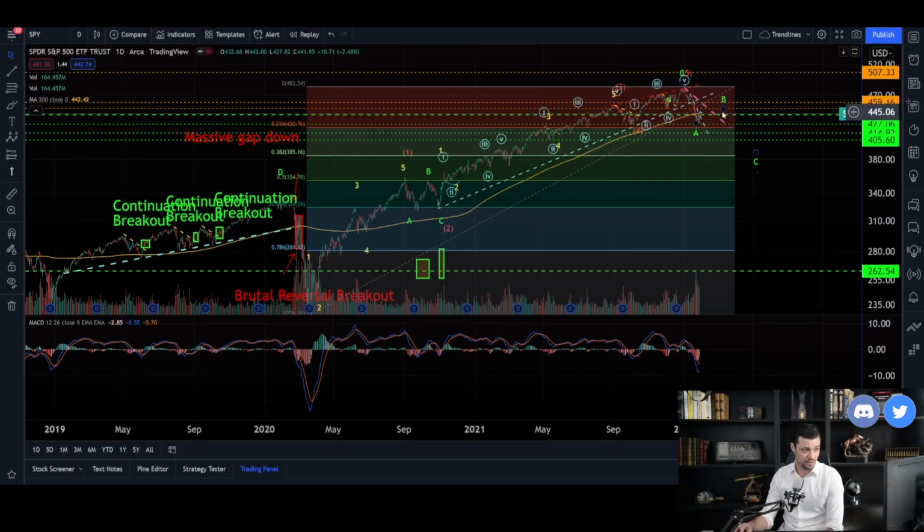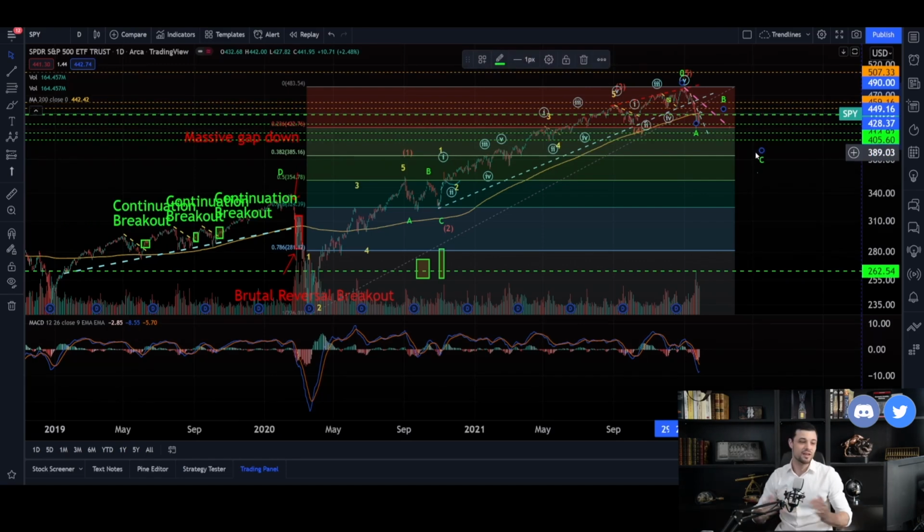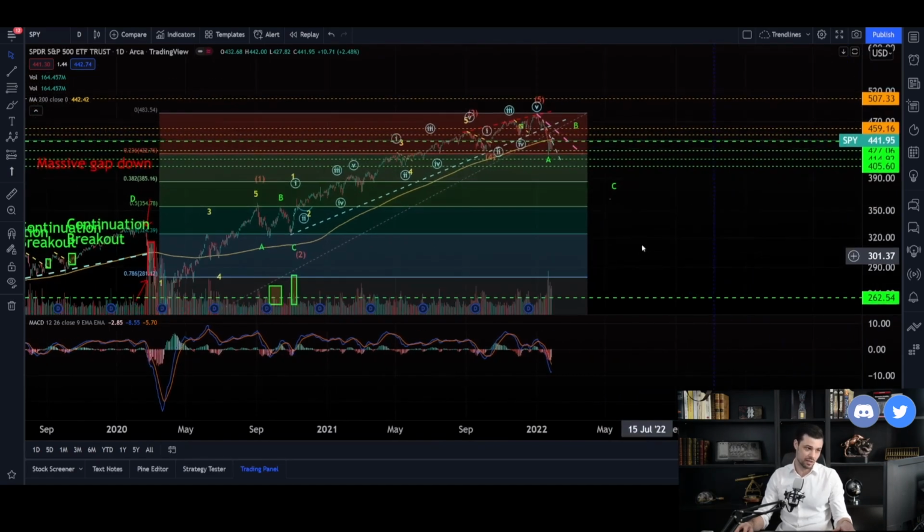Then 460, 470 is a selling area, guys. This is an area where, I mean, I would be personally taking profits. And then we would probably have a massive, another leg down, and again, reloading at 380, guys, would be, if we have the opportunity to do that, a beautiful, beautiful trade, because then we would have another bullish cycle that would be starting.